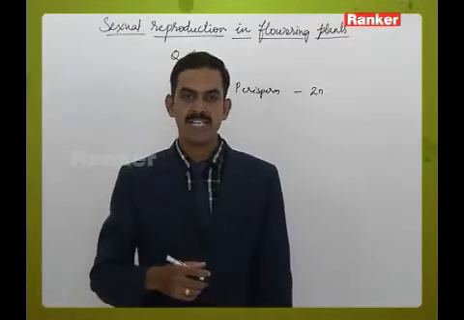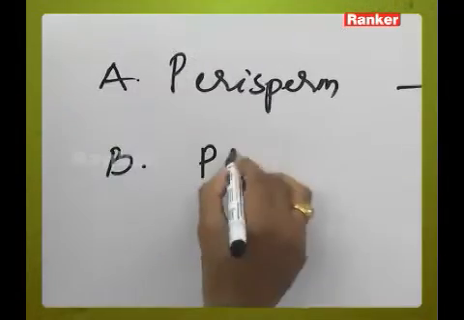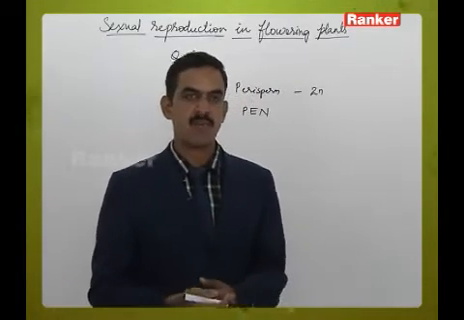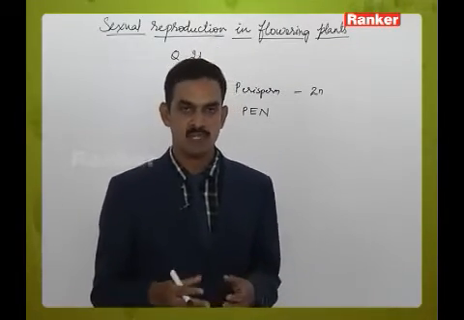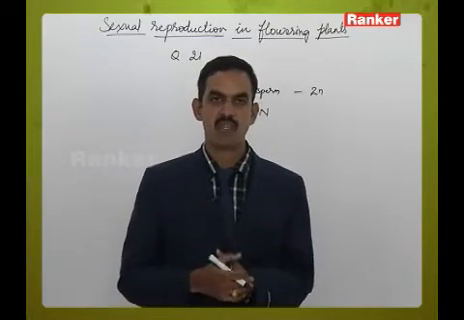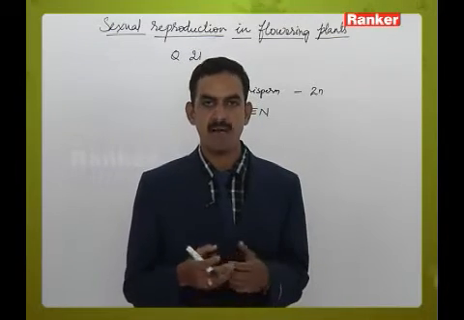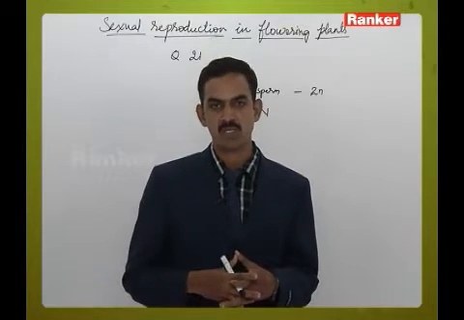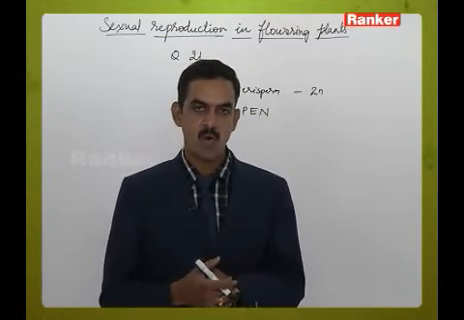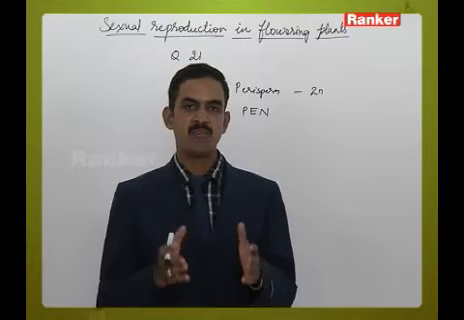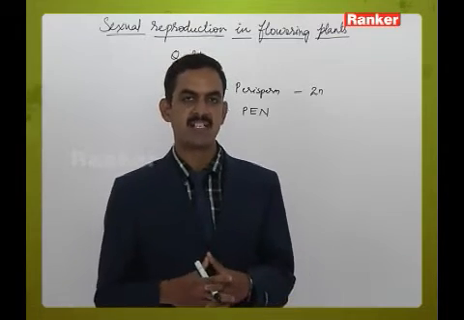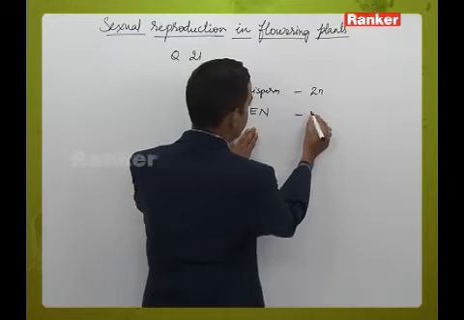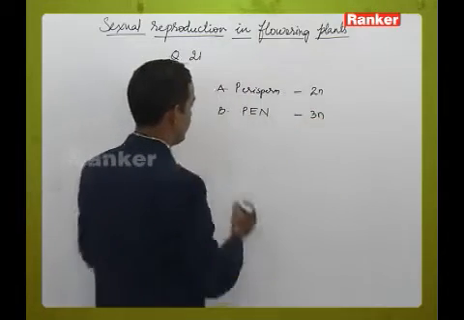B. PEN, that is primary endosperm nucleus. This is a structure which is formed as a result of triple fusion. Triple fusion means the fusion of the second male gamete, which is haploid, and the secondary nucleus which is present inside the embryo sac. This secondary nucleus is diploid. As there is a fusion between a haploid male gamete and a diploid secondary nucleus, the resultant structure, the primary endosperm nucleus, will be triploid in its nature.